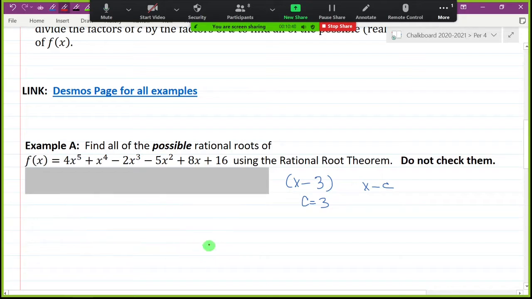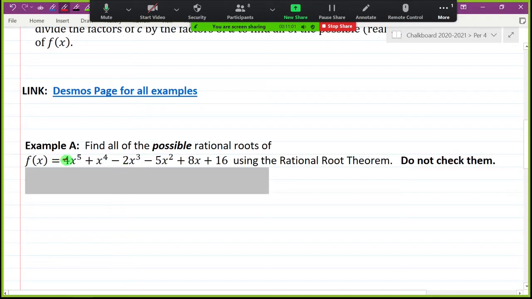And the answer is you can't go straight to knowing what it is, but you can make a list of possibilities. So I'm going to show you how to do that using something called the rational root theorem. And we're just going to find the possible roots. We're not going to actually use them in this particular example. That's why it says do not check them. So here's how this works.